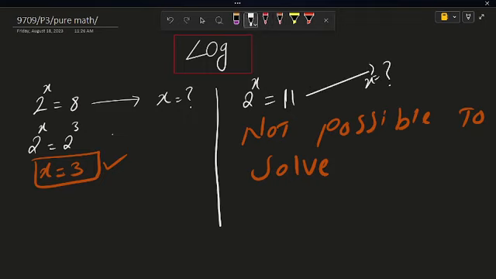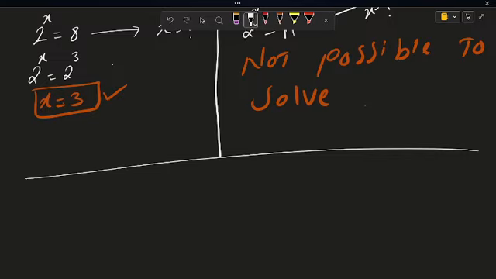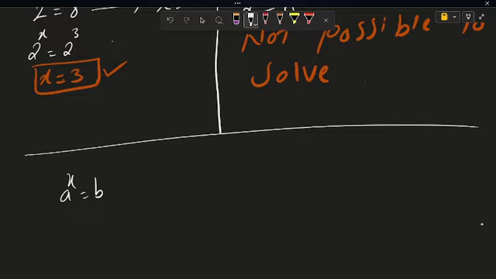What can I do next? In order to solve these types of problems, mathematicians involve the concept of log, through which you can solve it. So if you have the general form, for example a raised to the power x is equal to b, and you have to find this x, then a and b are constants, maybe algebraic expressions depending upon the situation, but mostly a and b are constants. And you know that this x is a variable.